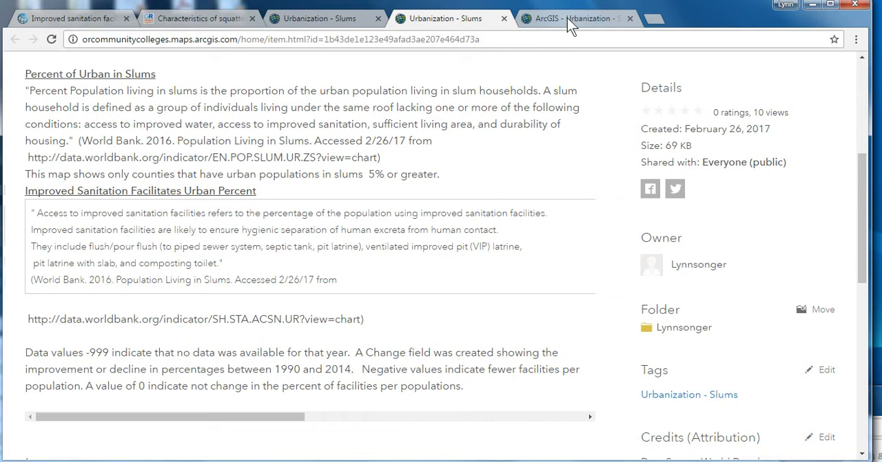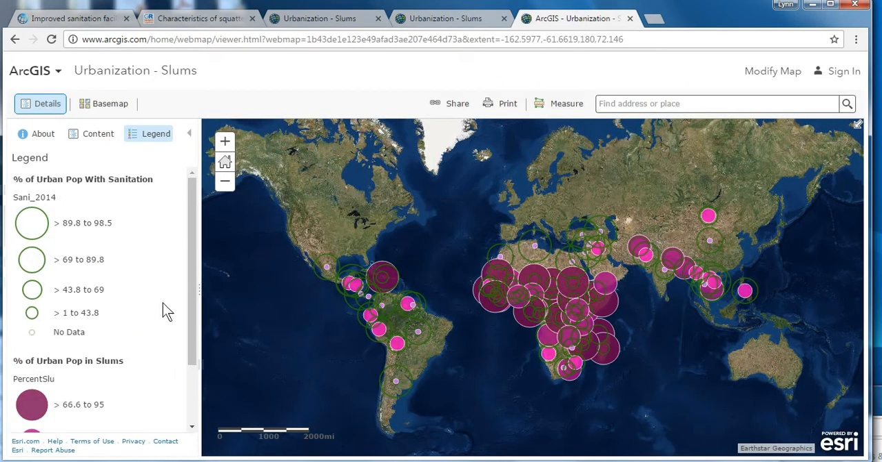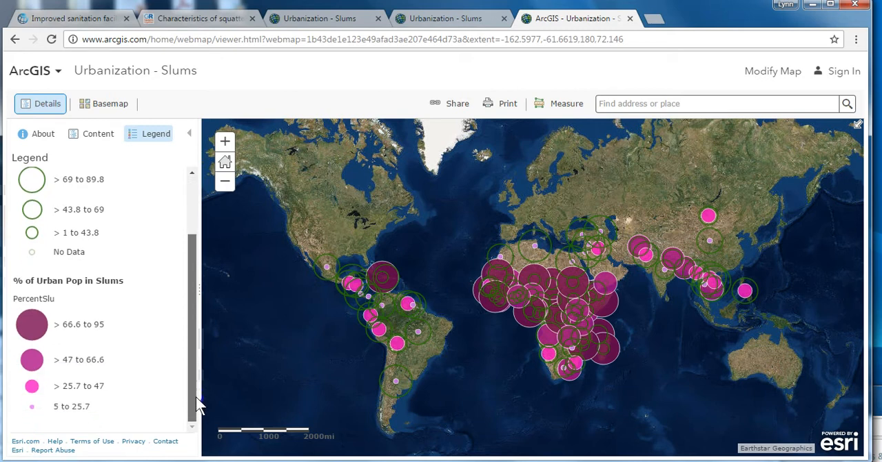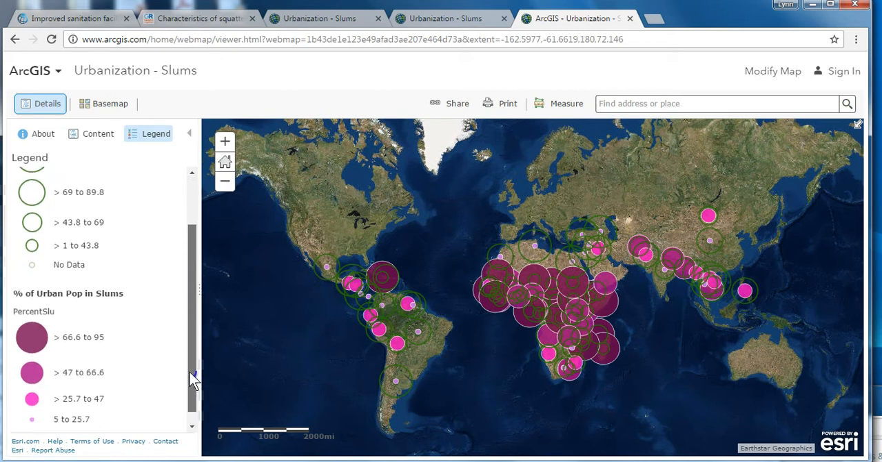So when you access the map, you'll get something like this. I'm going to ask you to do some evaluation with the map. And so the first one is the percent of sanitation, and the second one is the percent of the urban population that lives in slums.